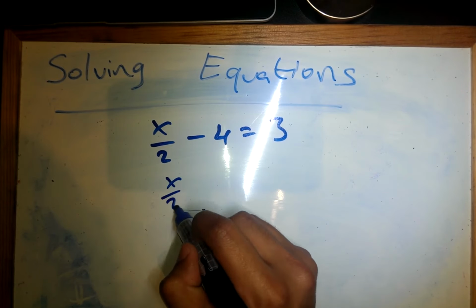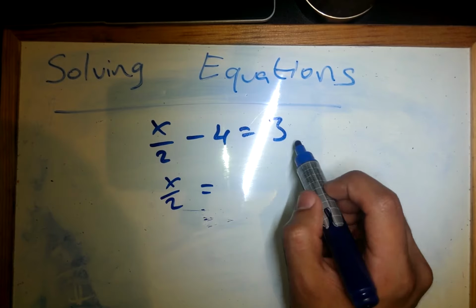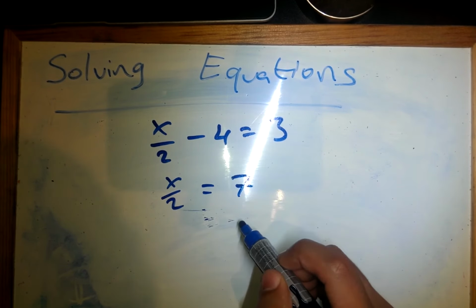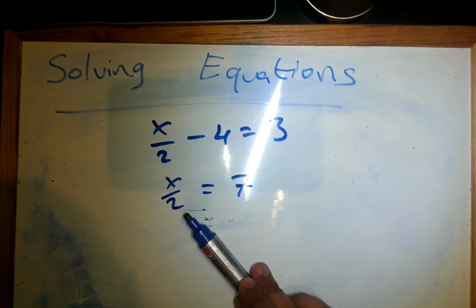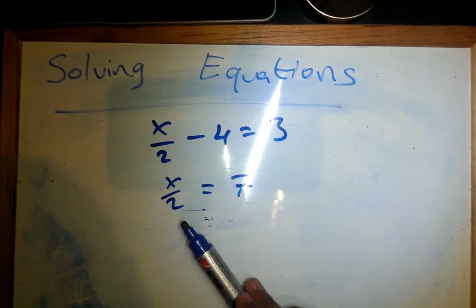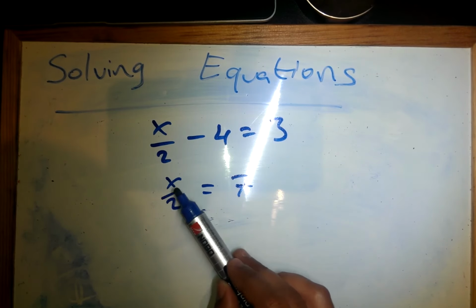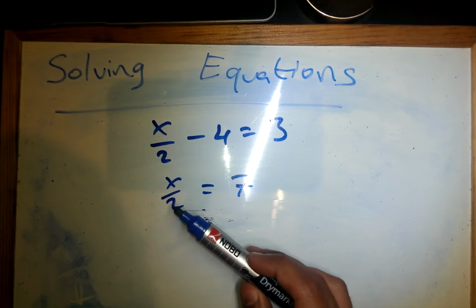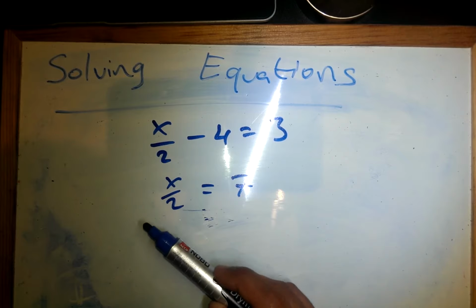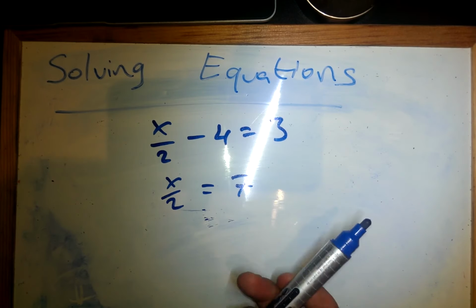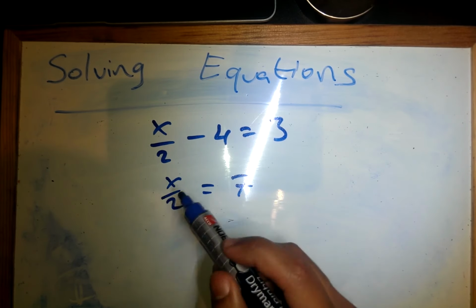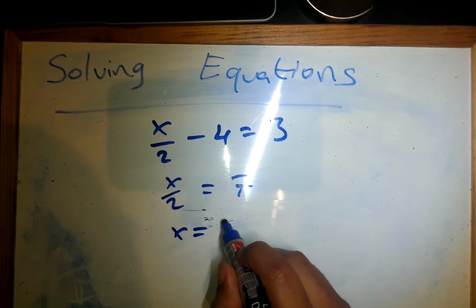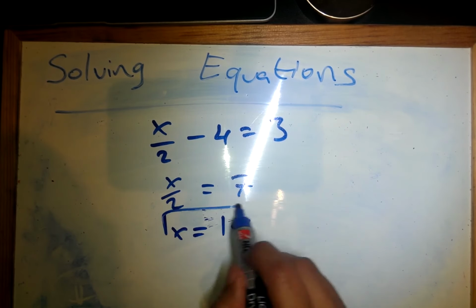So x over 2 equals, I'm going to put it to the other side, which is 3 plus 4, equals 7. And this 2 here, because it's x over 2, we can see that x is being halved, it's being divided by 2. So if it's divided by 2 on this left-hand side, to move that 2 over to this right-hand side, we times the whole thing, both sides, by 2, where x equals 14.